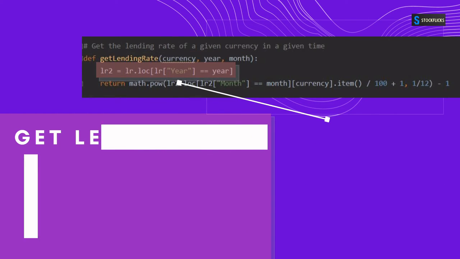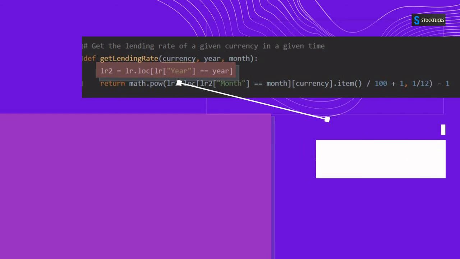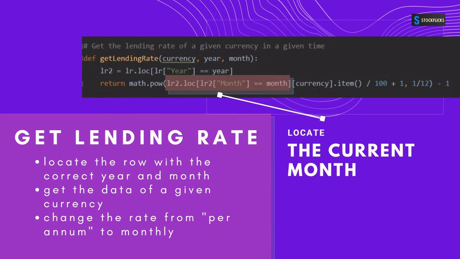We can do so by locating the data we need and retrieving the item. We will do it in two steps. First, locate the data for the given year. We will get the rows for this year. It is still a data frame. Then, locate the data for the given month. In this case, we will get a single row of data.